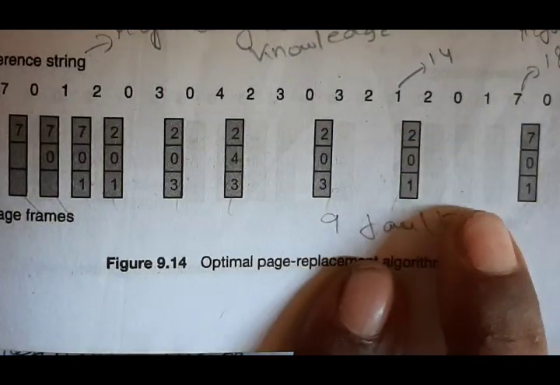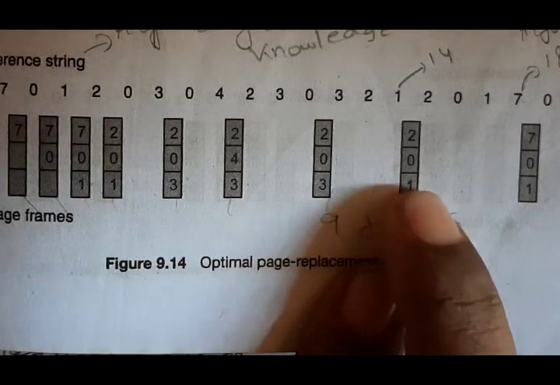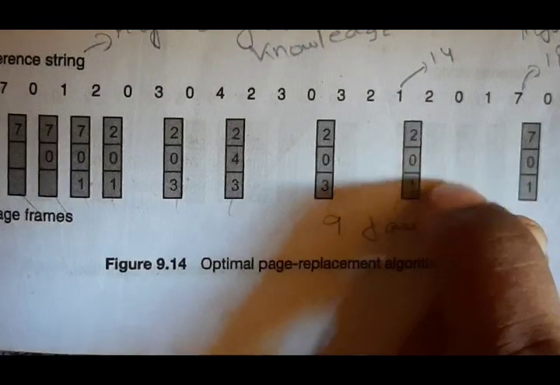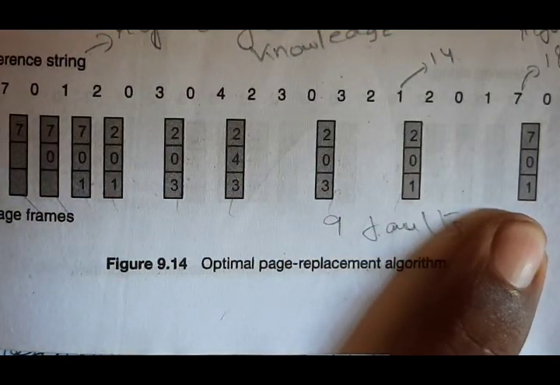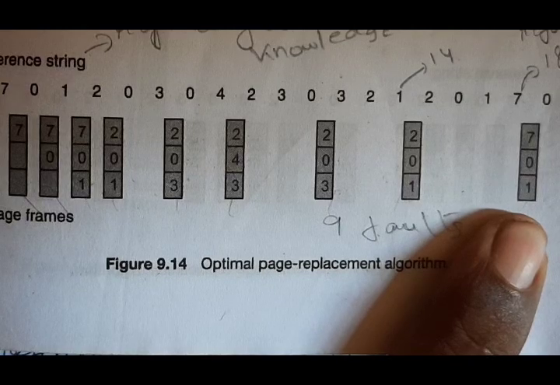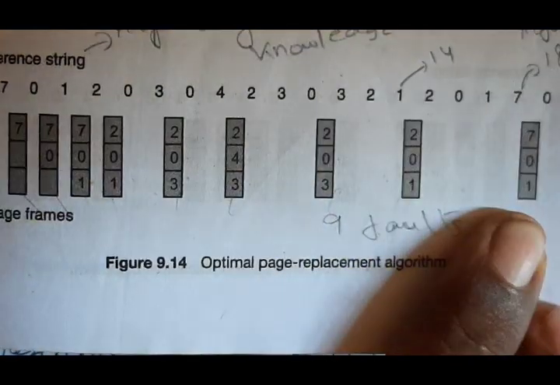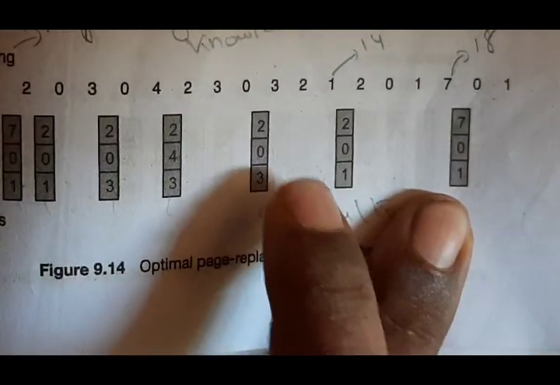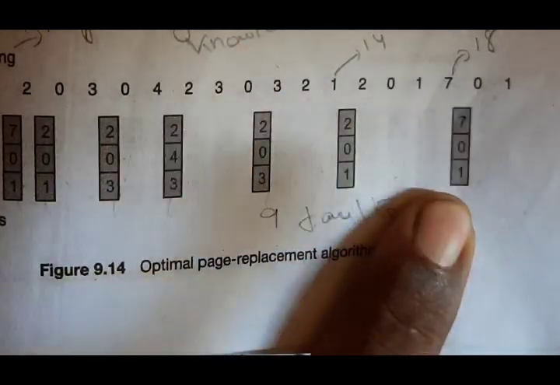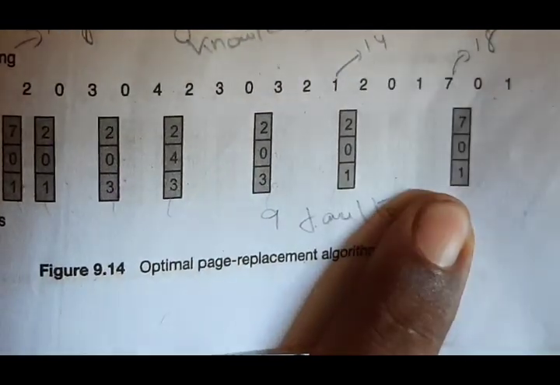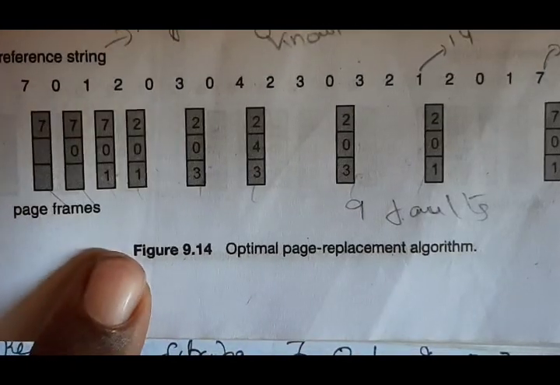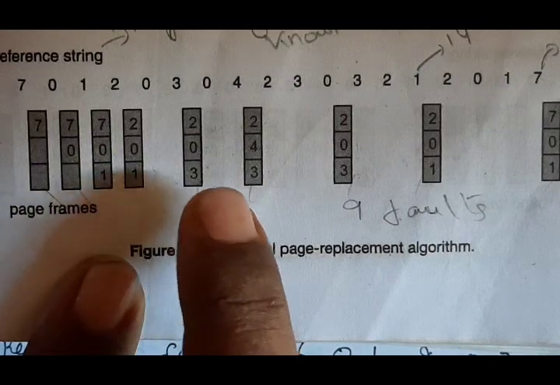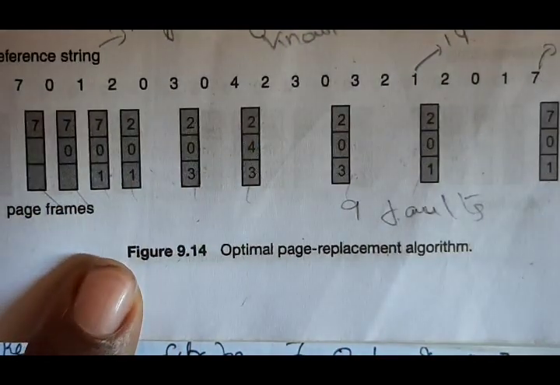Clear? No? Next 2, 0, 1 already present. Next 7. Among 2, 0, 1, which will not be used for the longest period of time? 0 and 1 you are going to use, so 2 you are not going to use at all. So in place of 2, place 7. Clear? No? So how many page faults are there? 1, 2, 3, 4, then 5, 6, 7, 8, 9. So 9 faults are there.